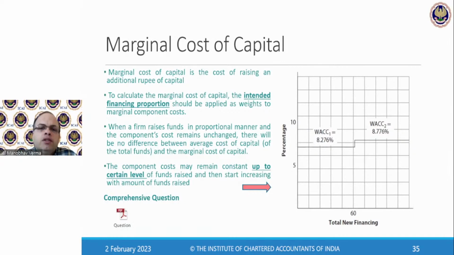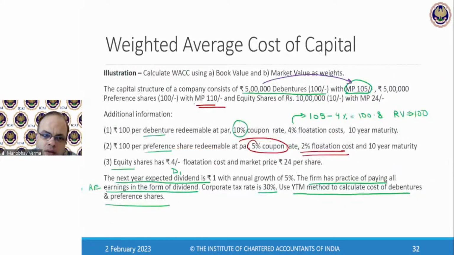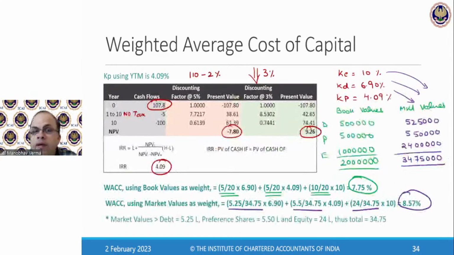Abhishek, depends on the question. Abhishek is asking me whether we need to give both the answers, book value and the market value. In that question, it was given to us. Look at the top line, calculate WACC using book value and market value. If they're asking you only market value, you can give only one.